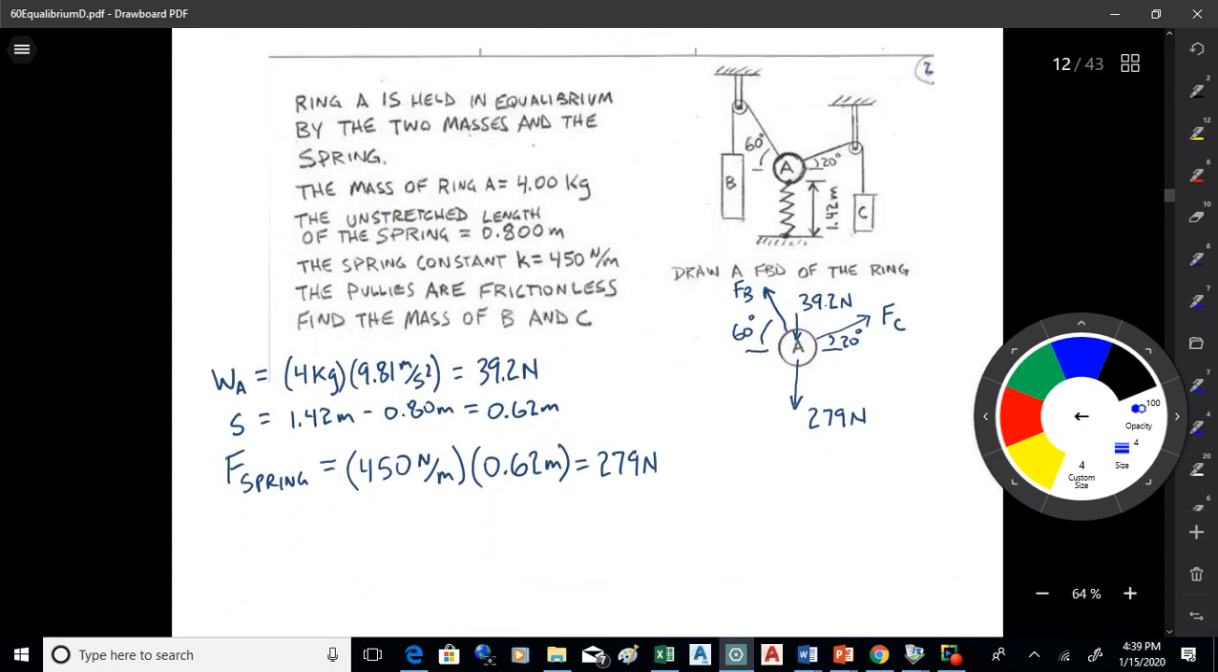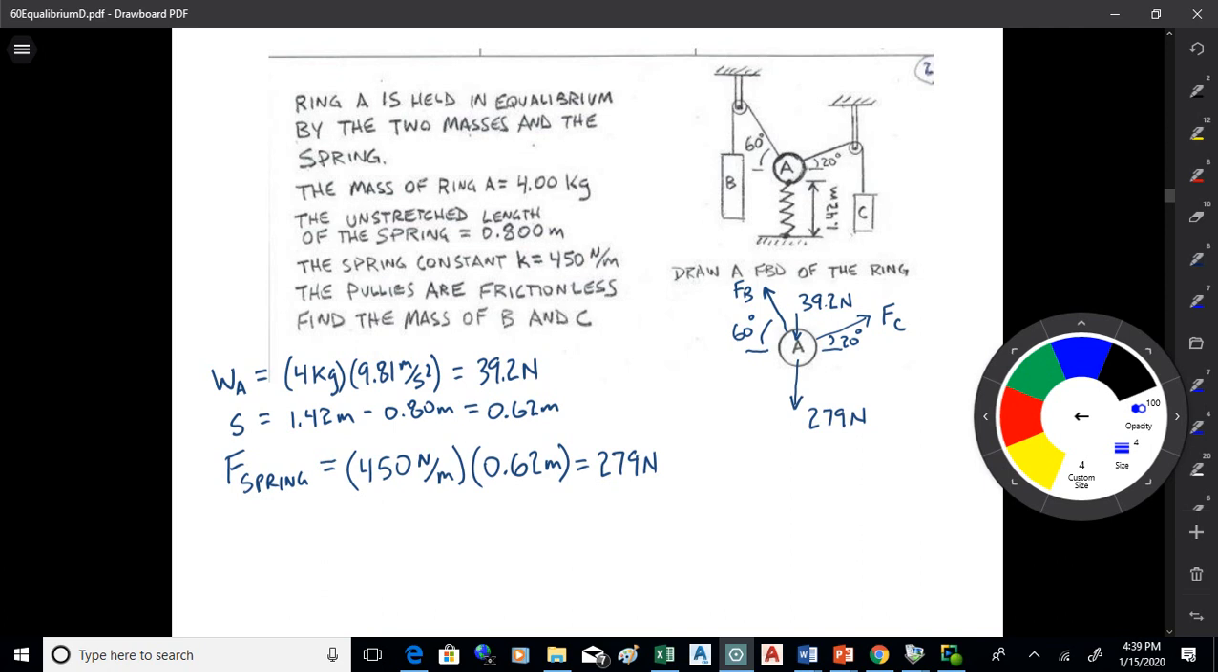So I get to something like that. The weight would be the 4 kilograms times gravity, 9.81 meters per second squared. That's 39.2 newtons, and that would go down. The spring stretch is 1.42 minus the unstretched length of 0.8. It's 0.62 meters, times 450 newtons per meter, 279 newtons down. And then the forces in the cable are unknown.